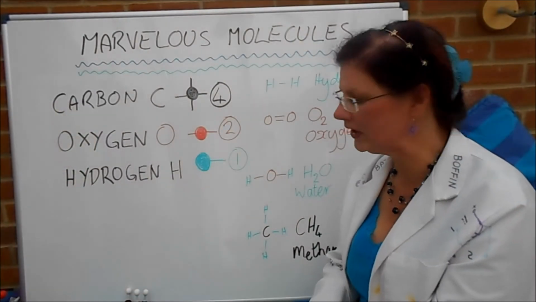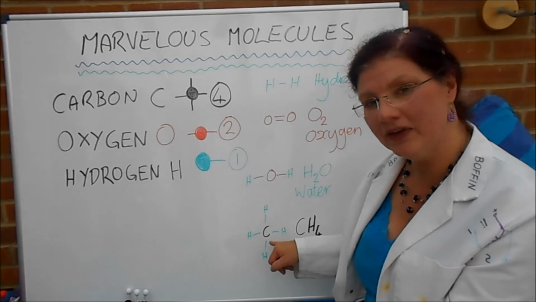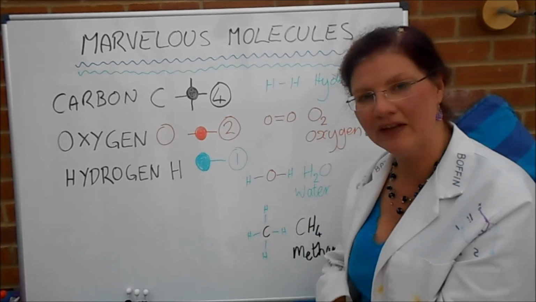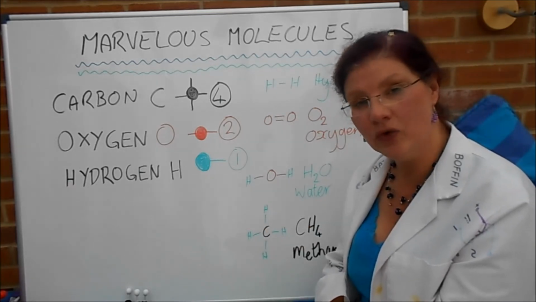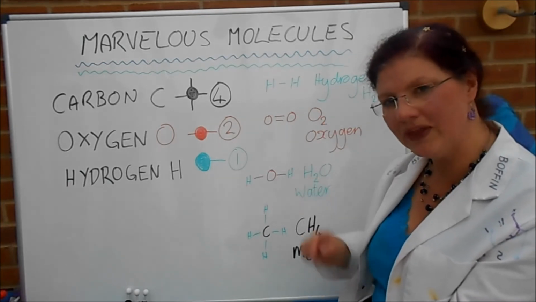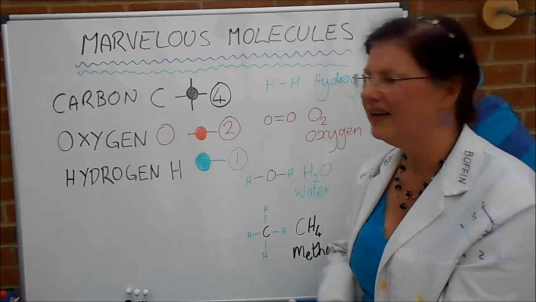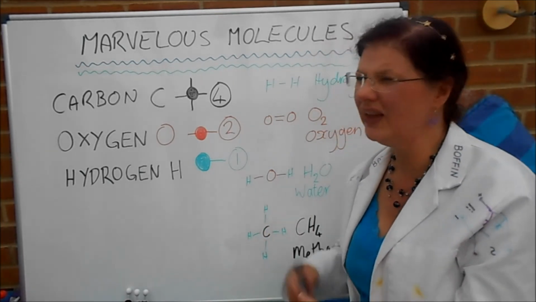Welcome back. This one's a bit trickier. Its picture should look like that, with a C in the middle for carbon and the H's around the outside for hydrogens. Its formula is CH4. The 4 goes with the H there, CH4. Its name is methane.